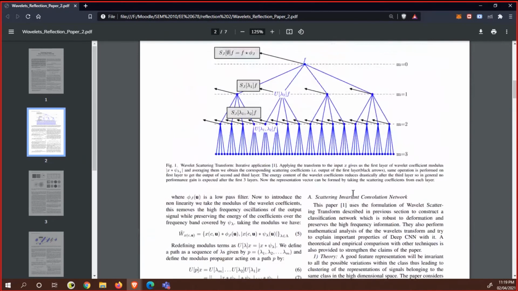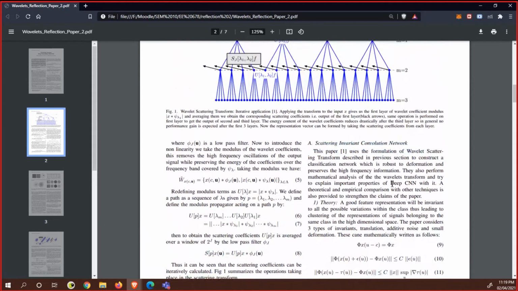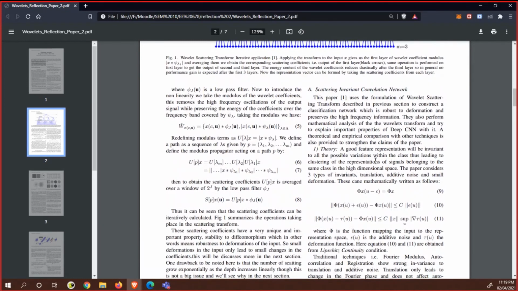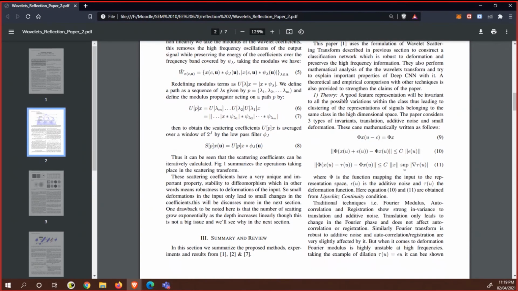So the first paper, the scattering invariant convolution network, proposes that a good classifier should first of all give us good feature representations. To obtain good feature representations, invariance to the changes within the classes is highly important, and these invariances can be of three types: translation invariance, additive noise invariance, and invariance to deformation.